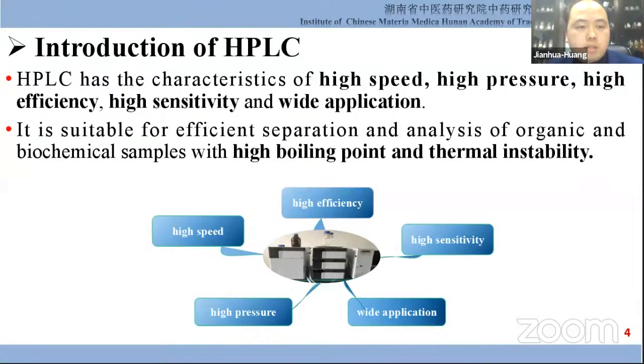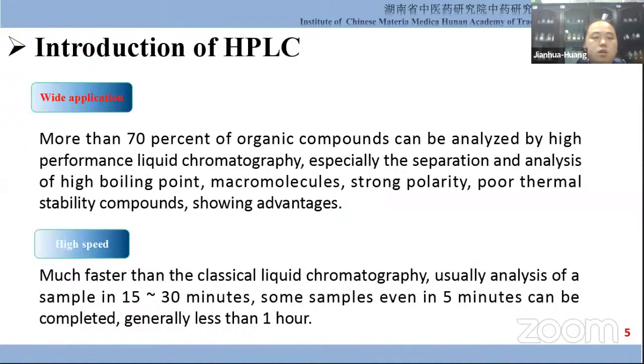As we know, HPLC has many advantages such as high speed, high pressure, high efficiency, high sensitivity, and wide application. HPLC is very suitable for efficient separation and analysis of organic and biochemical samples with high boiling point and similarly unstable compounds. Firstly, it is widely applied. Normally, more than 16% of organic compounds can be analyzed by HPLC. And here I will give you one example.